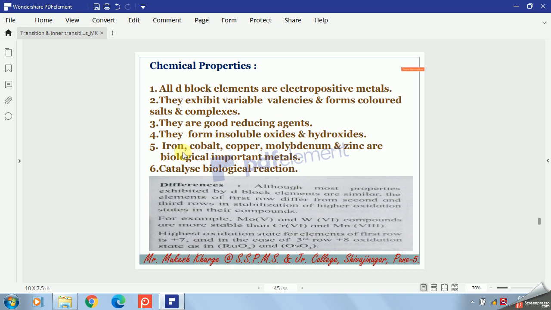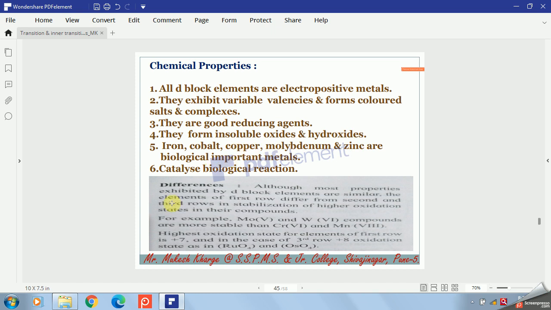Then iron, cobalt, copper, molybdenum and zinc, they are biologically important metals. Then last chemical property, they catalyze biological reactions. So the above elements catalyze biological reactions.